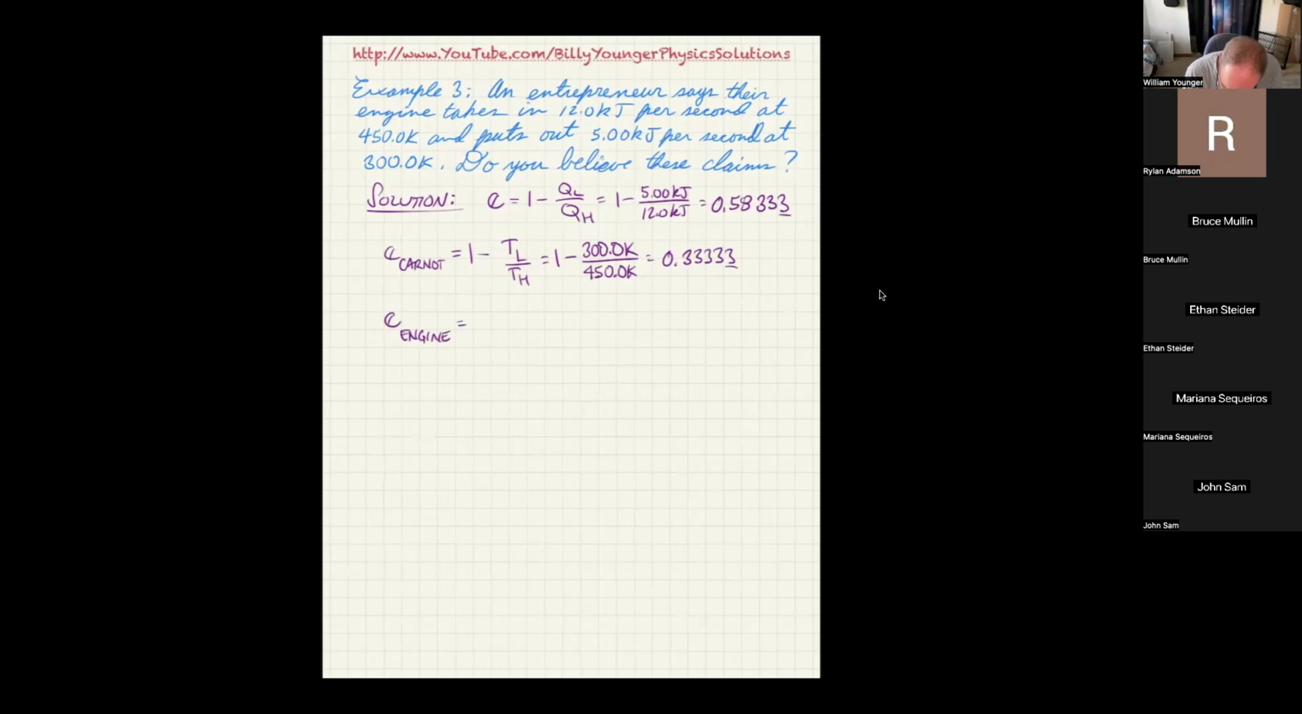So the engine efficiency equals 58.33%, and the equivalent Carnot engine has an efficiency of 33.33%. So we'd say no, this claim is a bologna sandwich. Any questions on that?